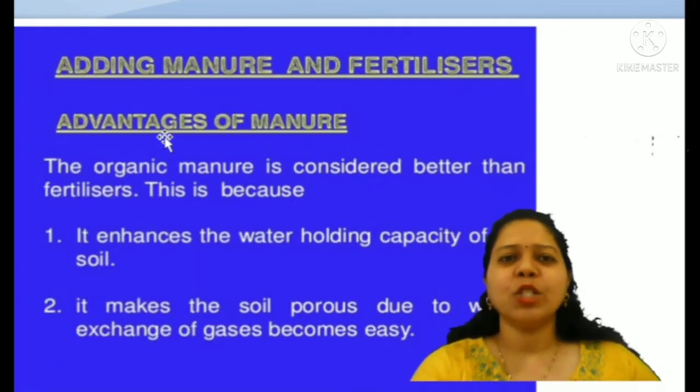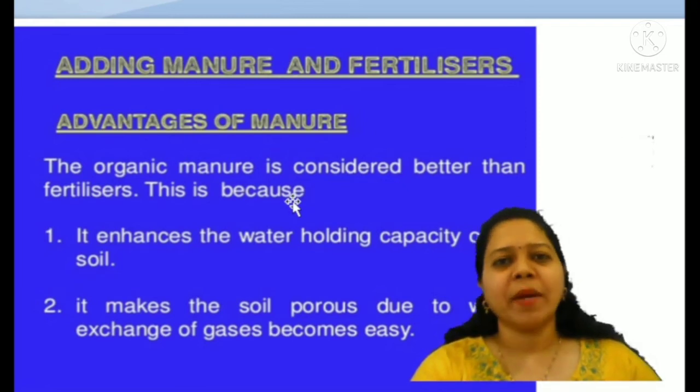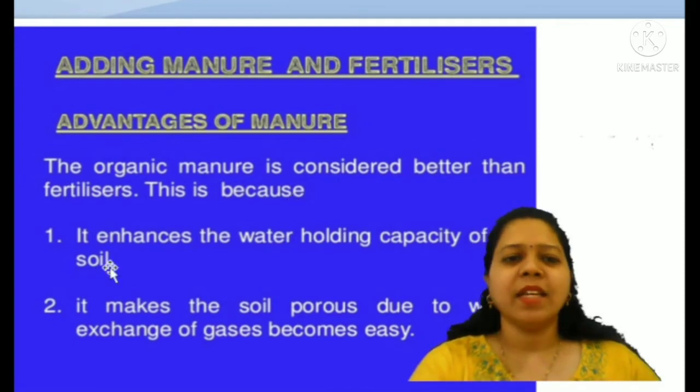Now, what are the advantages of manures? See, organic manure is considered better than fertilizers. Why are we saying manures are better than fertilizers? See, it enhances the water holding capacity of the soil. It makes the soil porous, due to which exchange of gases becomes easy.